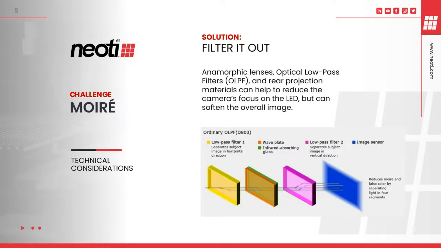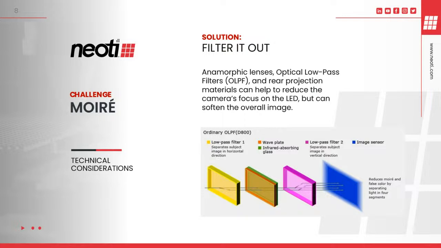And then there's also other options for filtering things out. So you can shoot with anamorphic lenses. You can use optical low-pass filters in your lenses. Some of them come built in. Some of the cameras have them nowadays because so many people are using LED.